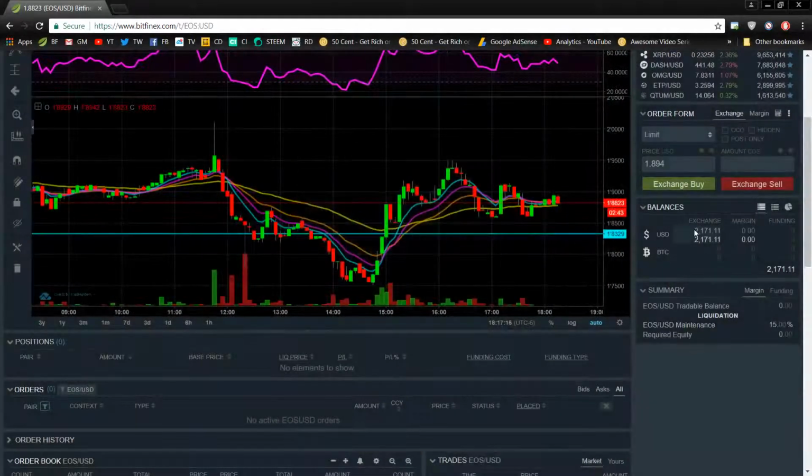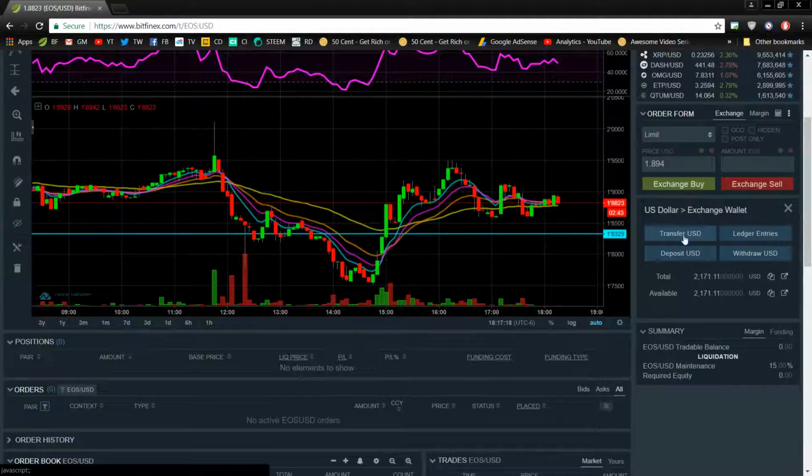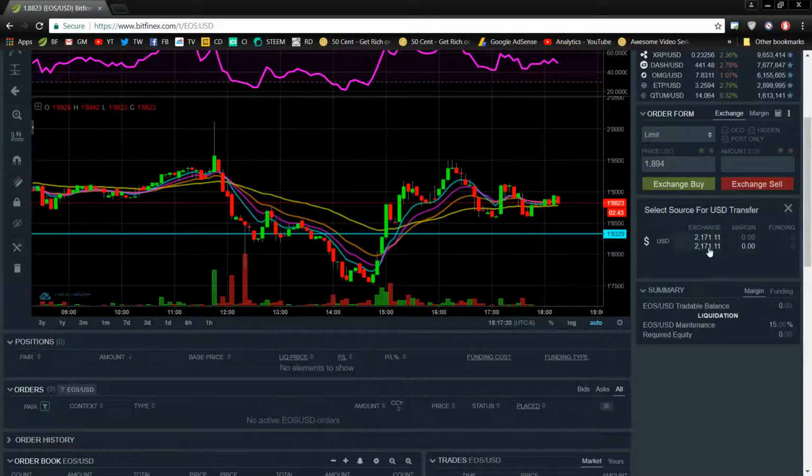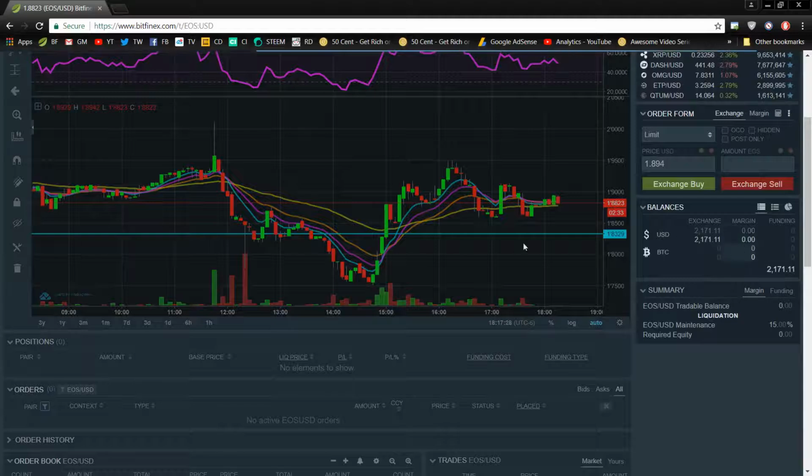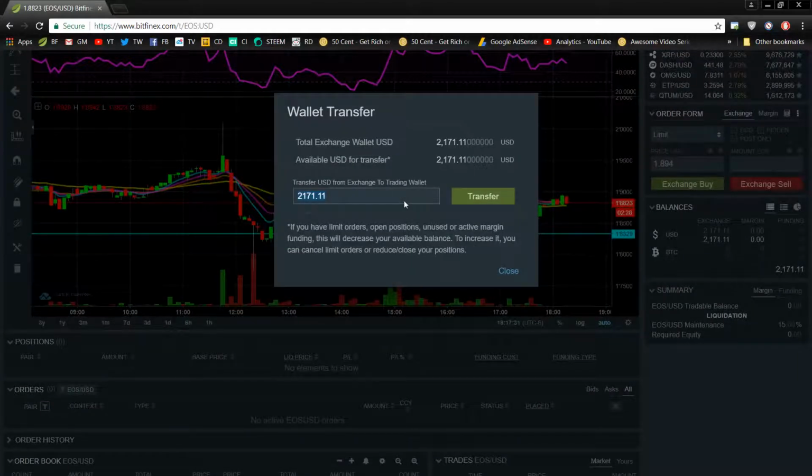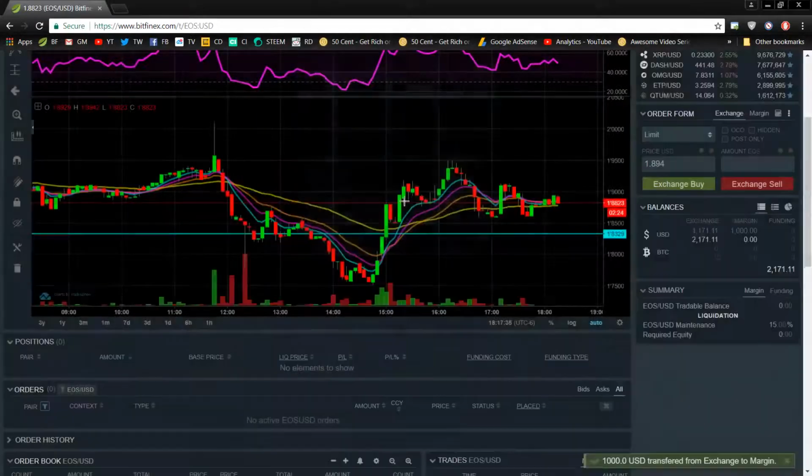So you left click on exchange, click on transfer USD, click on where you want to transfer from. So that would be exchange first. Where do you want to transfer to? That would be margin. Now a window is going to come up. How much do you want to transfer? So I will transfer $1,000 and just press enter.